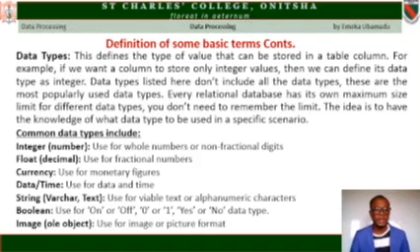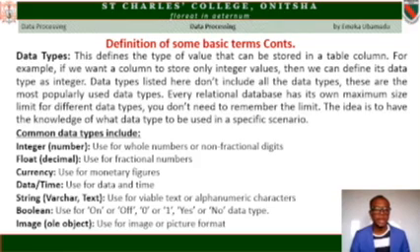The next one is currency, used for monetary values. The next one is date and time, used for date and time values. Another one we have here is string. This string can also be seen as what? Varchar or text, used for variable text or alphanumeric characters.